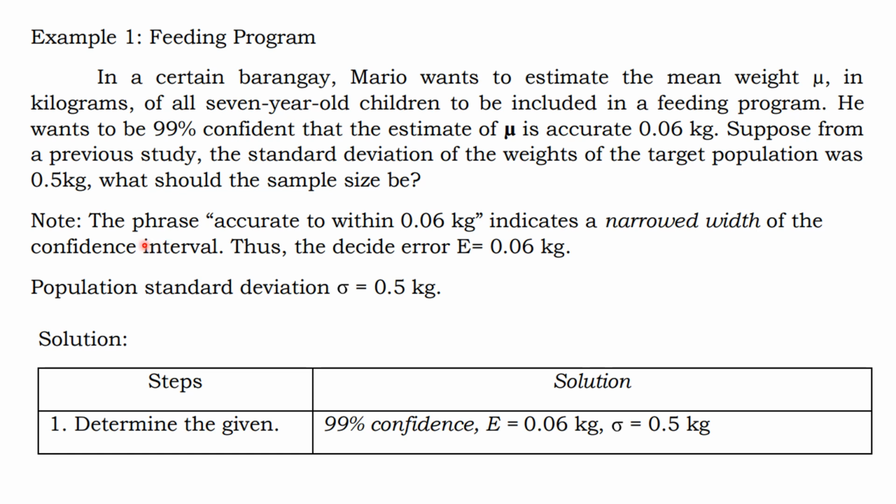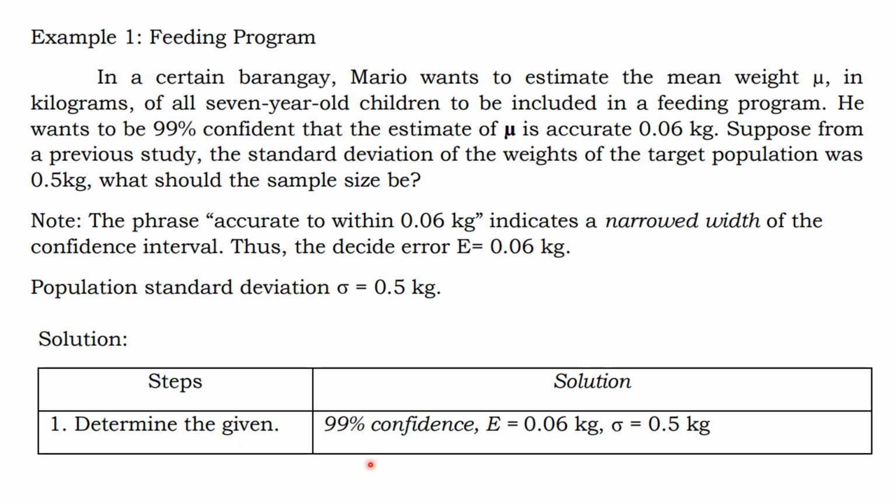Note further that the phrase accurate to within 0.06 kilograms indicates a narrow width of the confidence interval. Thus, the desired error E is equal to 0.06. This is our desired error. The population standard deviation is 0.5 kilograms as indicated in the problem.